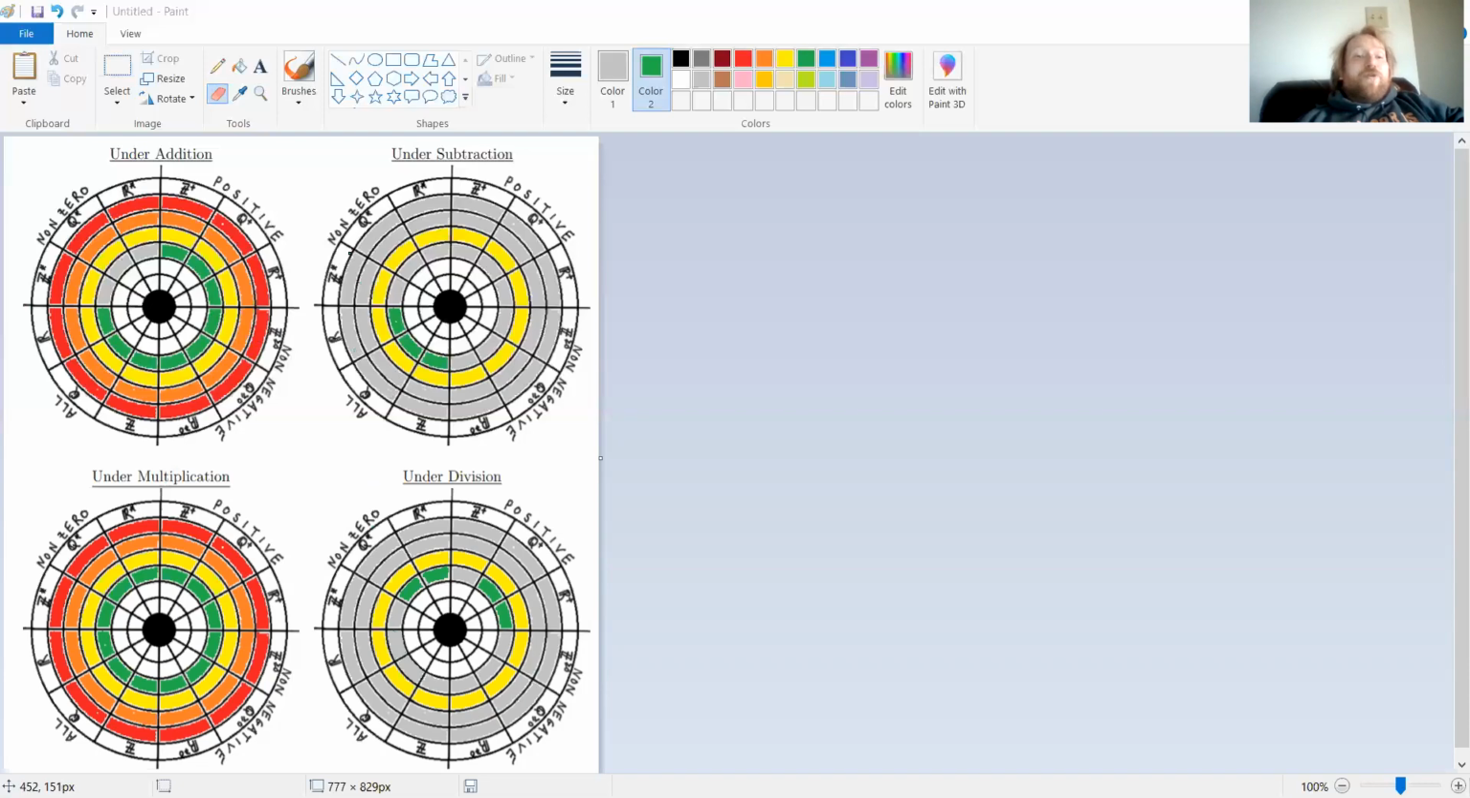The second circle is associative, orange meaning yes, and gray meaning no. So again, you see orange on all the addition and all the multiplication sets, meaning addition and multiplication are associative operations on all of these sets. And gray in the second concentric circle for subtraction and division, meaning those operations are not associative.